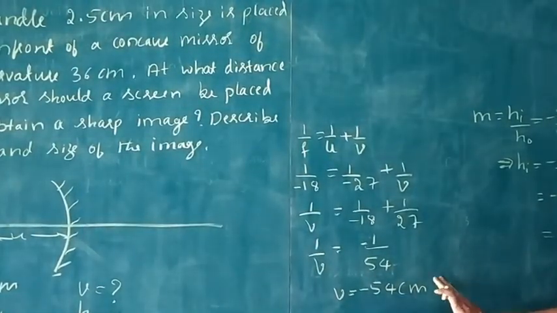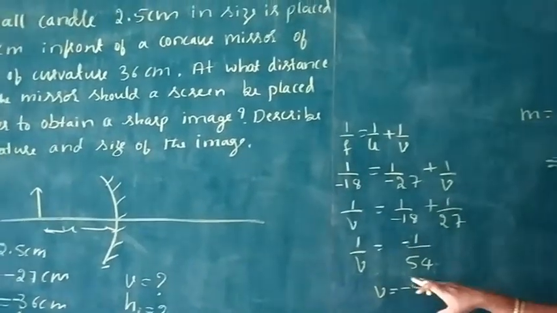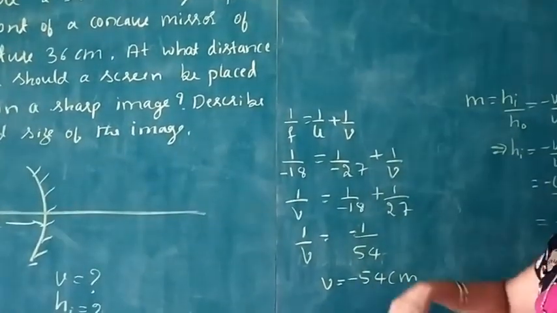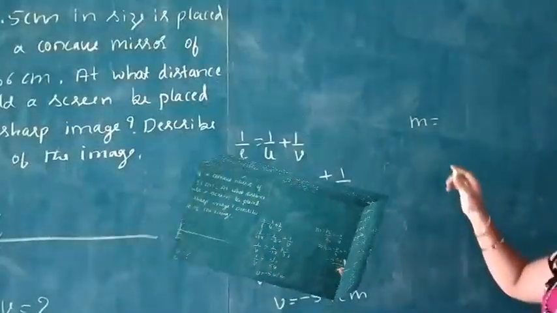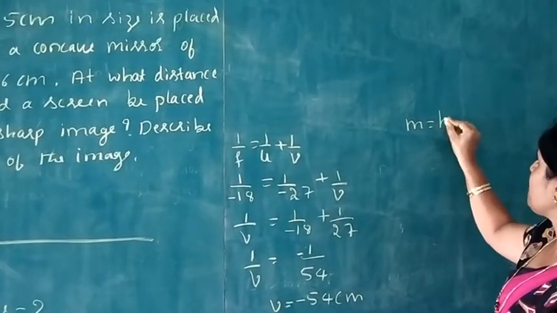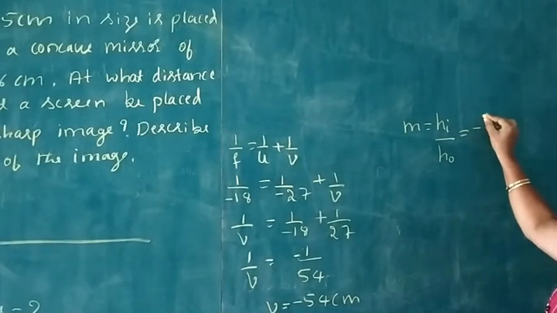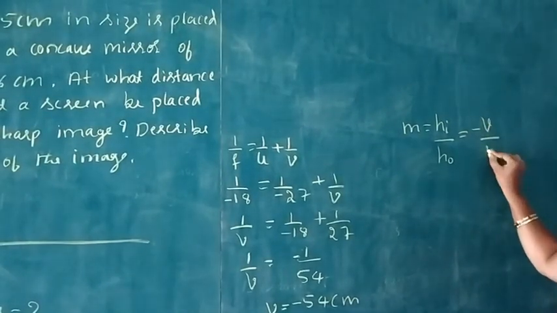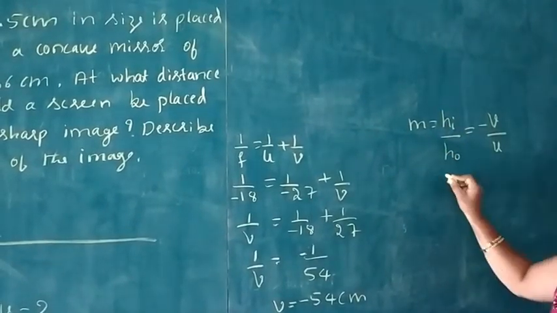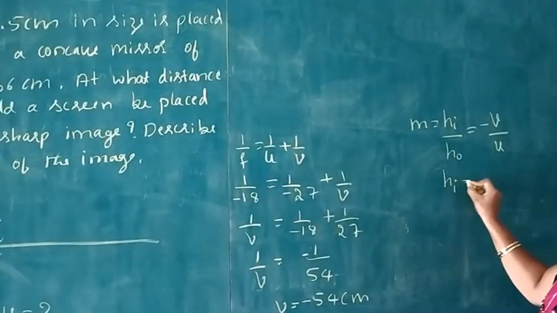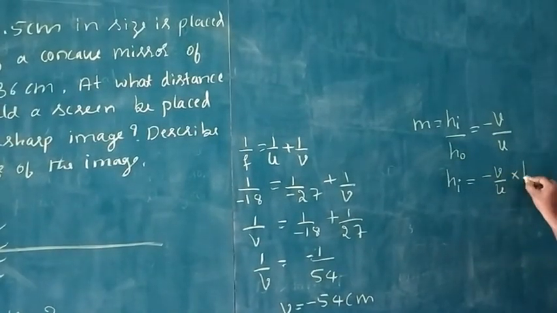The negative sign indicates that the image of the object is found on the left side. This v is equal to minus 54 centimeter. The magnification equation is given by m is equal to height of image to the height of object, or it will be equal to minus of image distance to the object distance. Here we have to calculate the height of image. So height of image hi is equal to minus v by u into h naught.